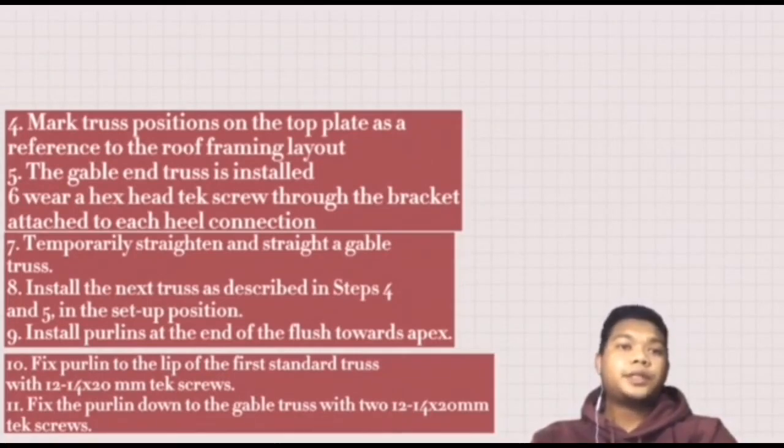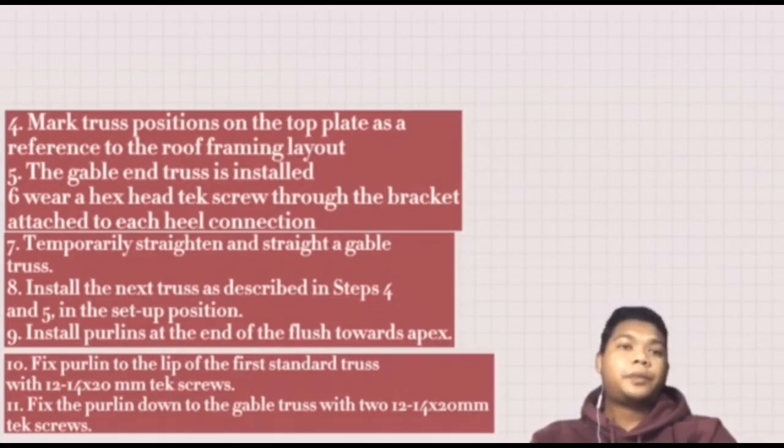Mark the truss position on the top plate as a reference for the roof framing layout. The gable and truss are installed. Once the gable is in position, wear a head tag screw through the bracket attached to each heel connection.